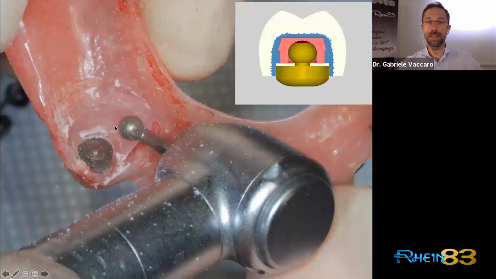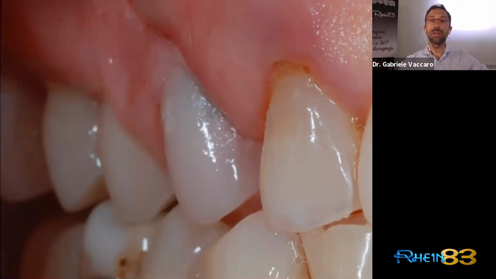If we leave a resin that lays on the root, we have a rigid contact between them, and we lose every resilience. So be sure that there is no contact between the resin and the residual root. After we have finished and polished everything, this is the situation.